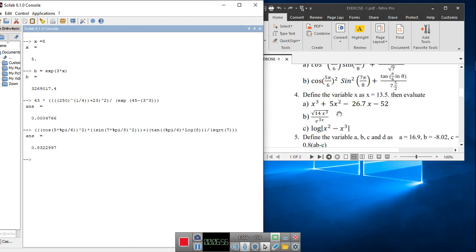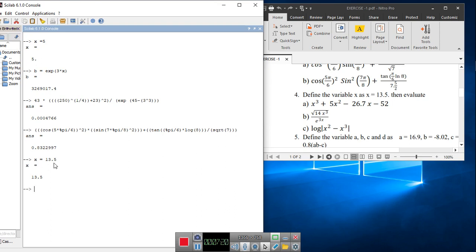Another example. Initially I'm going to consider one variable. The variable is going to be x. I'm going to assign some values. With the help of the x value I'm going to calculate the solution here. x is equal to 13.5. For example, I'm assigning the value for x. x is equal to 13.5. I'm going to evaluate one equation.